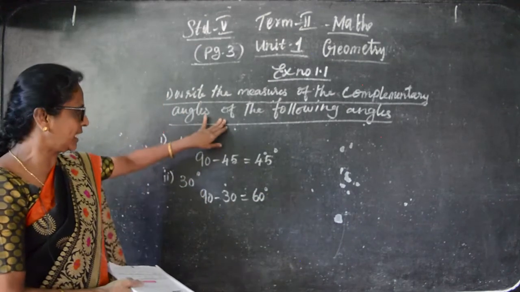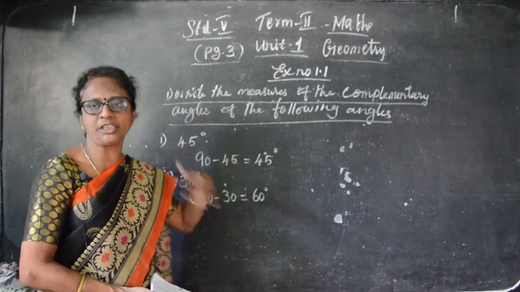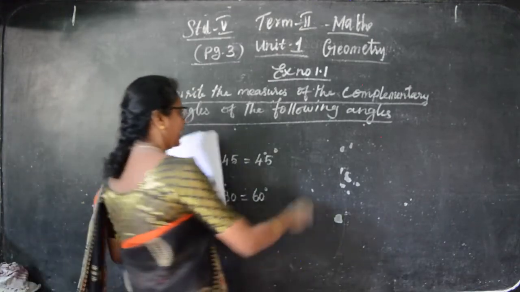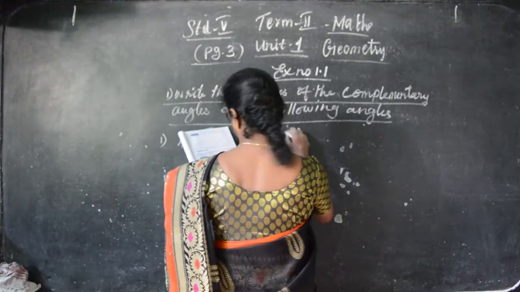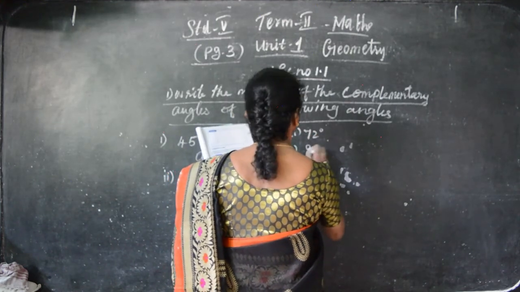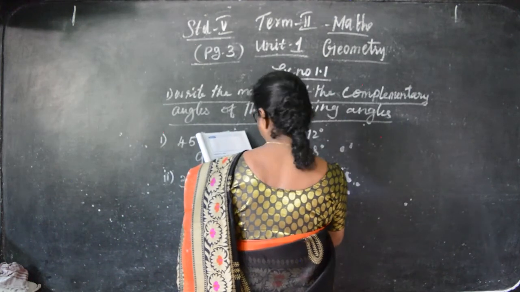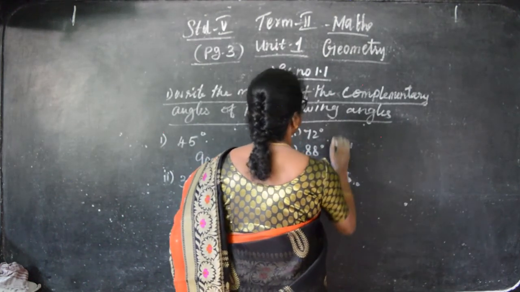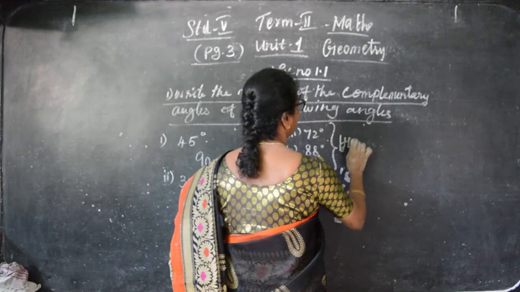So for complementary angles, you have to subtract the given number from 90. Okay, I'll give the homework. So do this: 72 degrees, then the fourth sum 88 degrees, then the fifth sum 38 degrees. So this is the homework. Okay children.